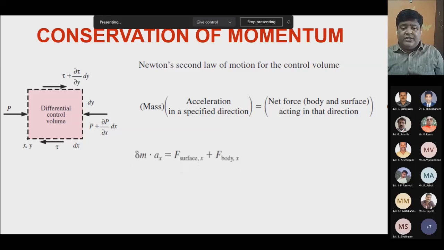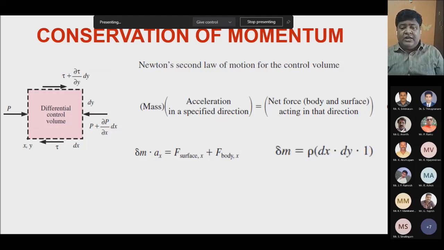So that we can see what that is. A differential mass element is dm, multiplied by the acceleration ax, and we are talking about only one direction, the x direction. If you take the y direction, it is dm into ay. Since the motion of the control volume is in the x direction, we need to consider the forces acting in the x direction.